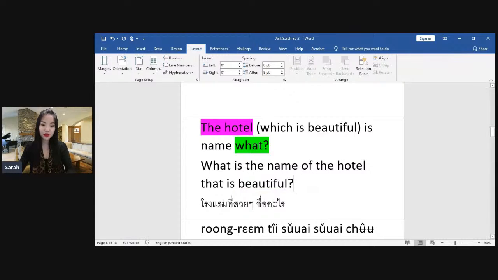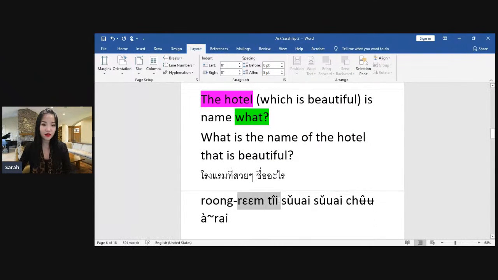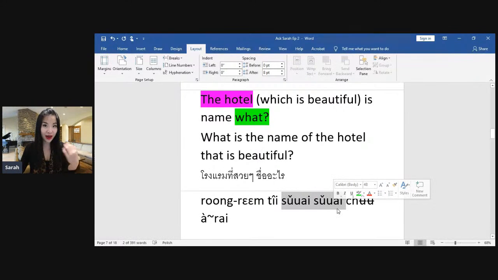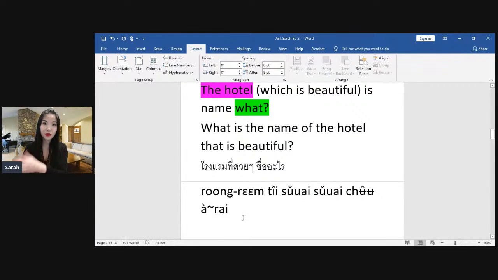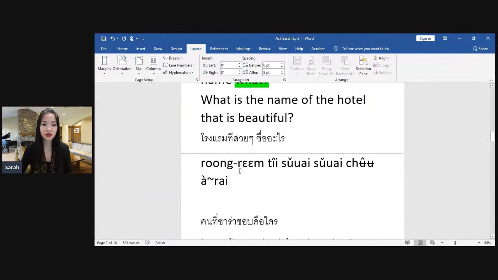โรงแรมที่สวยๆชื่ออะไร. โรงแรม is hotel, ที่ is which, a relative pronoun. In Thai it is very easy, right? You just use the word ที่. โรงแรมที่สวยๆ, emphasize, right? Add two of those. สวยๆ, rising tone สวย. Okay, ชื่อ, falling tone. ชื่ออะไร, to be named what. ชื่อ means to be named, okay. ชื่ออะไร is named what, okay. So what is the name of the hotel that is beautiful?